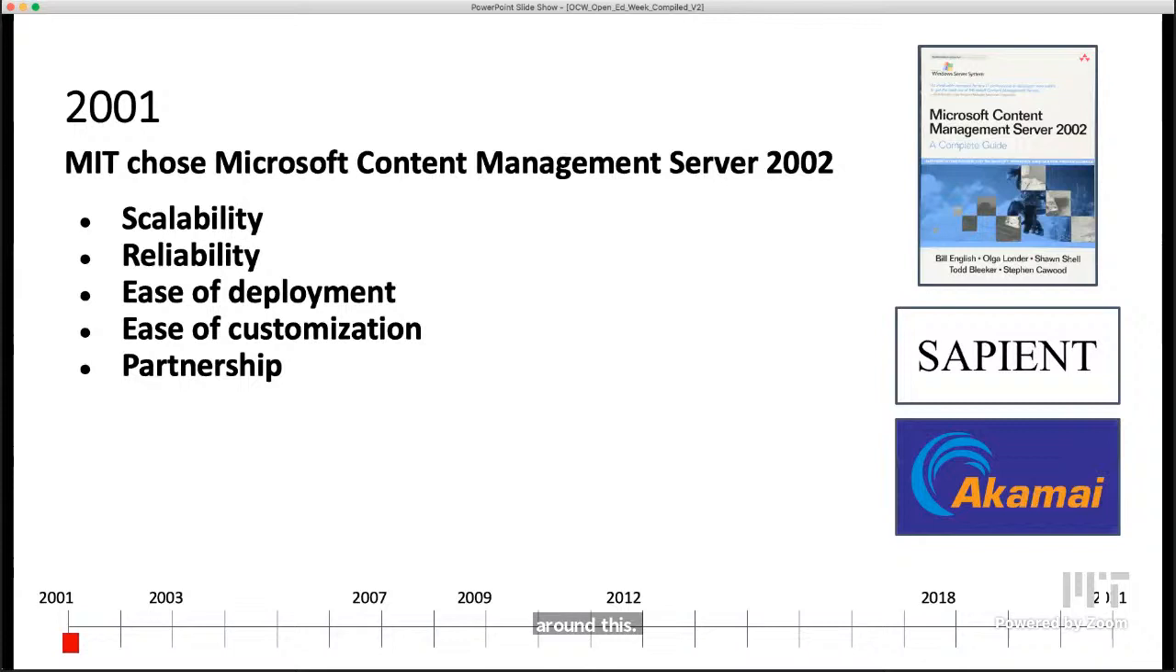So we chose the Microsoft Content Management Server 2002. That is the precursor to what is SharePoint today. So if you can imagine what SharePoint is today, imagine what it was like 20 years ago. We chose the system because of its scalability, its reliability, its ease of deployment, its ease of customization, and a strategic partnership with Microsoft. There weren't a lot of solutions out there at the time, and this was definitely the most robust we could find. Next slide.